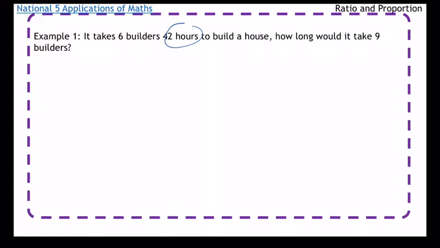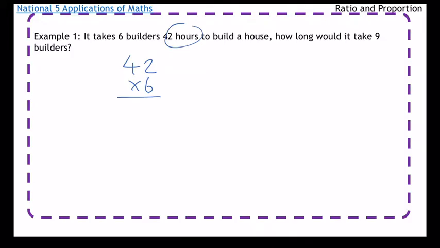Okay. So the other bit of advice that I told you was that you should try and work out how long it would take for one builder. So if it takes 6 builders 42 hours to build a house, how long is it going to take one builder? Well, if we've got 6 builders all working at 42 hours, you're essentially going to work out how many hours of labour there is in total. Okay, so one builder is going to take 42 times 6 hours to do the whole thing himself.